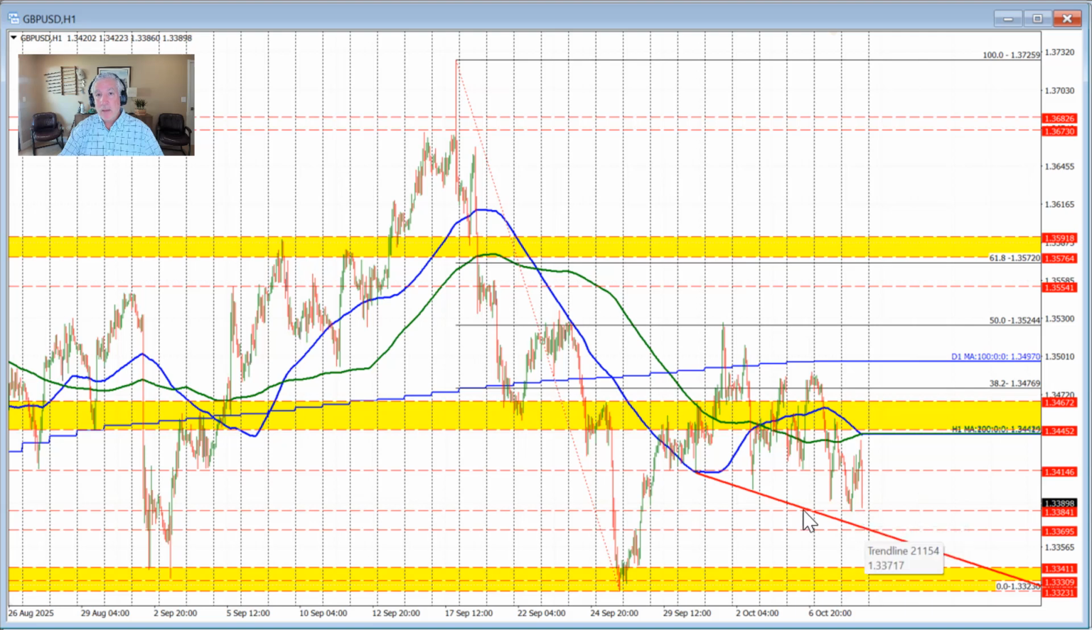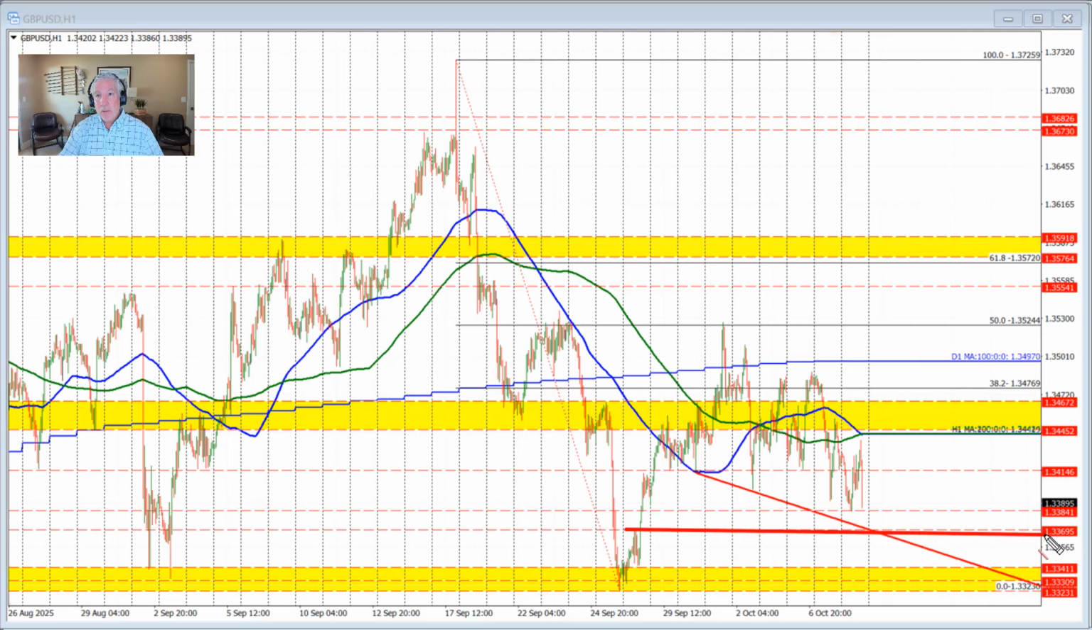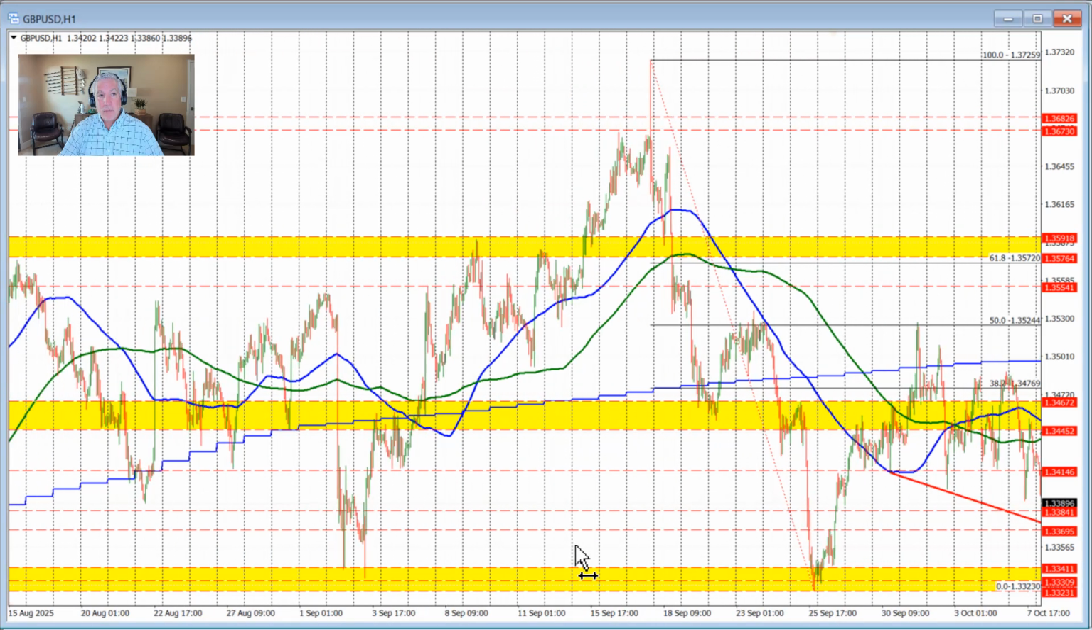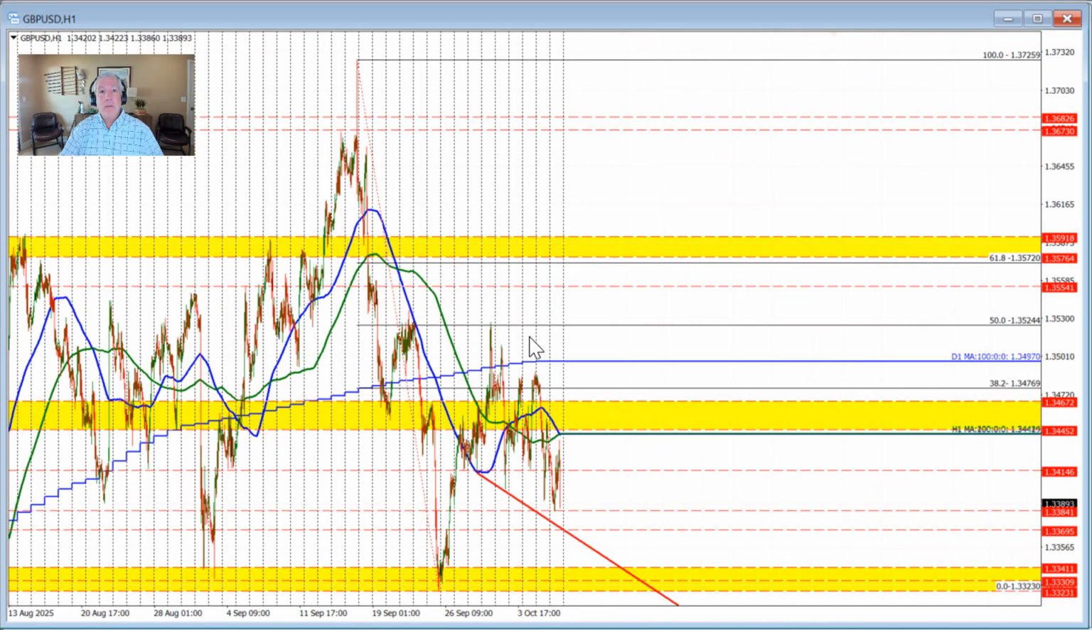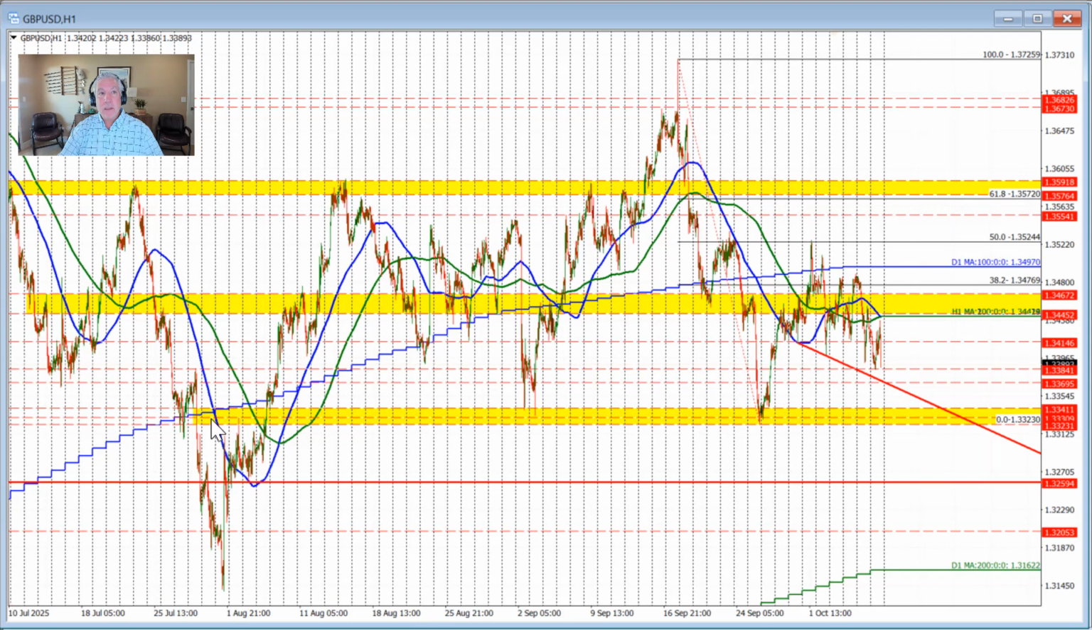If we break below that level, then we look toward this trend line and this old high price right through here. That level comes in at 1.33695. That would be the next target ahead of swing lows going back through this period. I'll zoom out right here. You can see the importance of this area down here between 1.3323 and 1.3341.